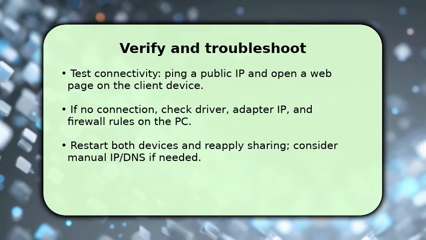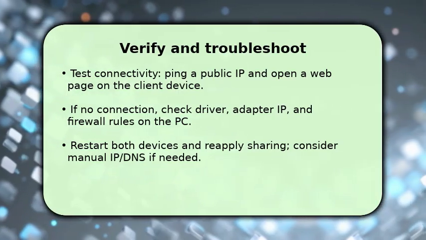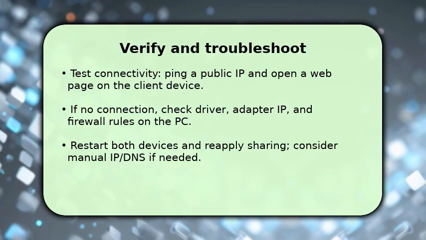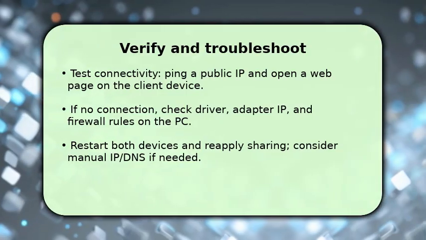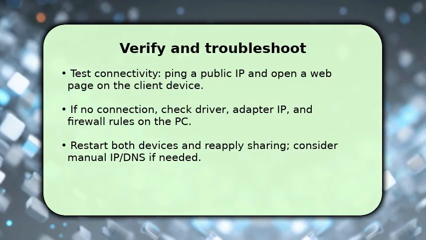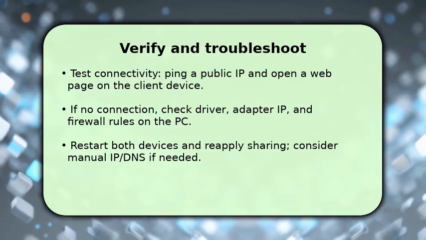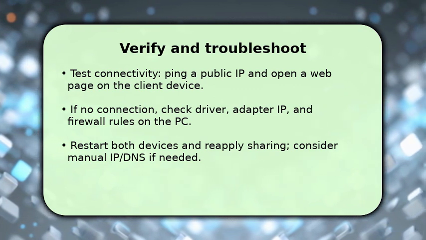If DHCP fails, assign a manual IP and DNS on the client in the same subnet as the PC's USB adapter. Restart both devices after changes. Often that fixes lingering driver or routing issues.